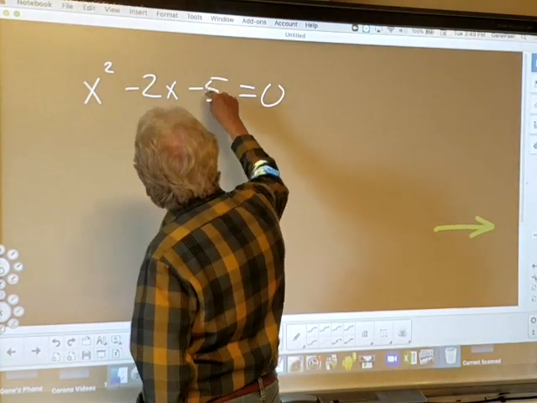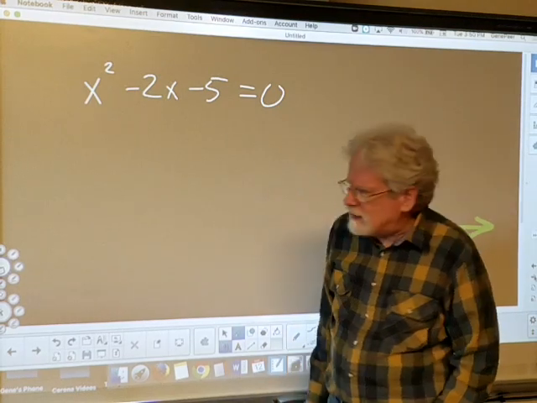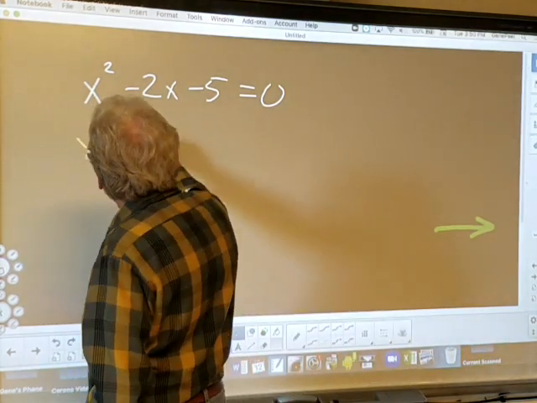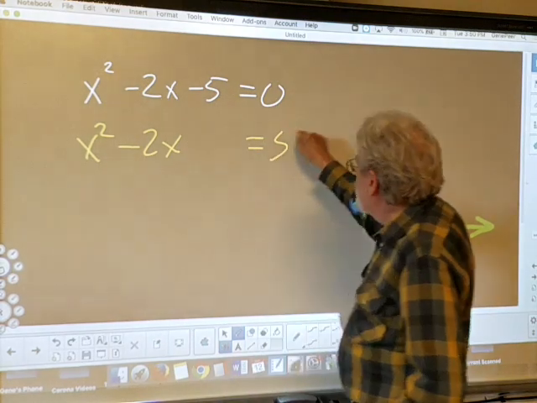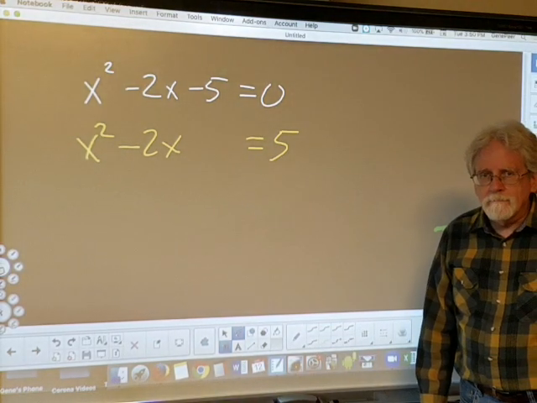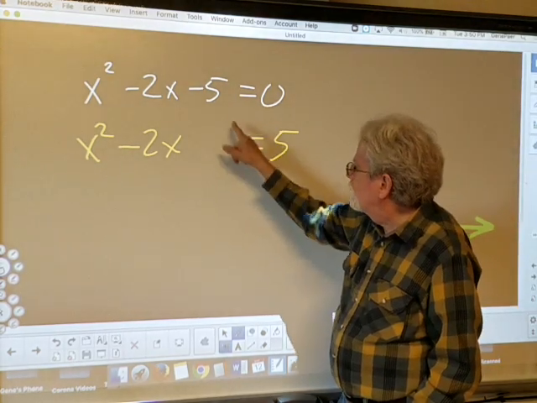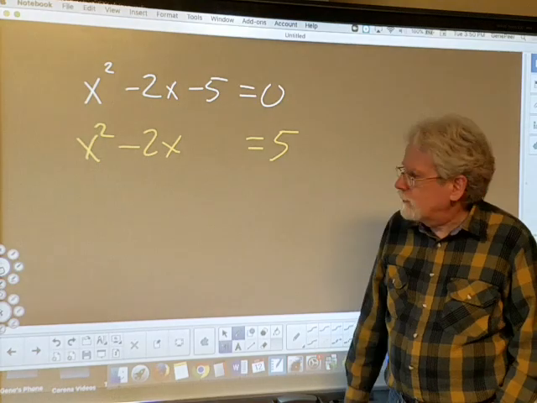All right, let's complete the square. First of all, that -5 is just plain wrong. Get the -5 out of the way. We will add 5 to both sides. Now we'll complete the square. Now, and only now. Once that is out of the way, we've got a big blank spot here. Now we'll complete the square.